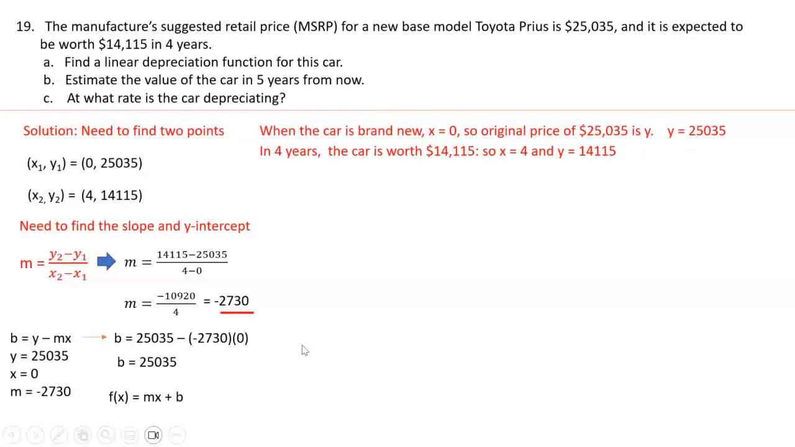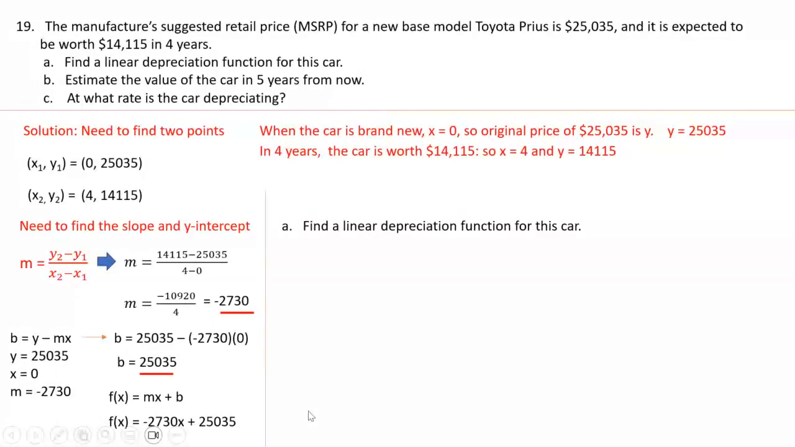So that's my slope, the negative 2,730, and my b is 25,035. We plug them into the formula. So our function for part A is y, f of x, equals negative 2,730x plus 25,035.